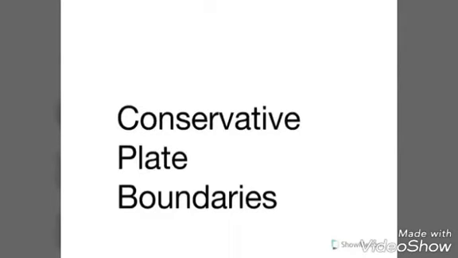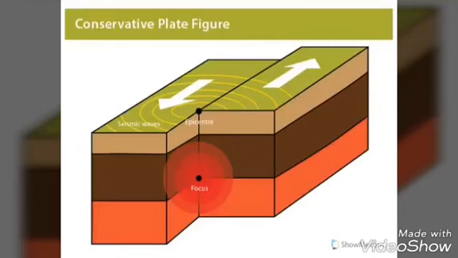Okay, we're going to look at the final plate boundary, which is a conservative plate boundary. These are the most straightforward to understand. And the main example of this, so your AO1, being able to identify an area, will be San Andreas in California. So the North American and the Pacific plate are involved in this process. So let's have a look at how it works. The plates move sideways past each other. Okay, nothing is created and nothing is destroyed.